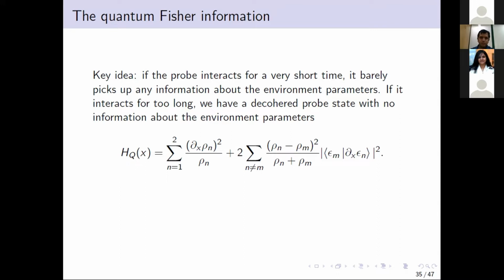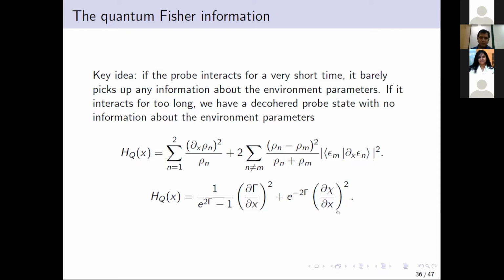Okay, the higher the quantum Fisher information, the more precisely you estimate the environment parameter. Again, I'm not going into technical details. Where does this come from? And then you can actually compute this thing for our case where you include the probe environment correlations into account.